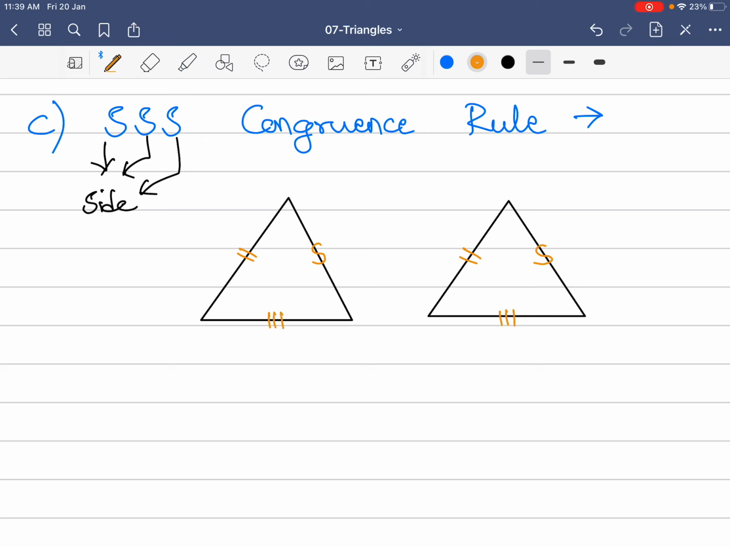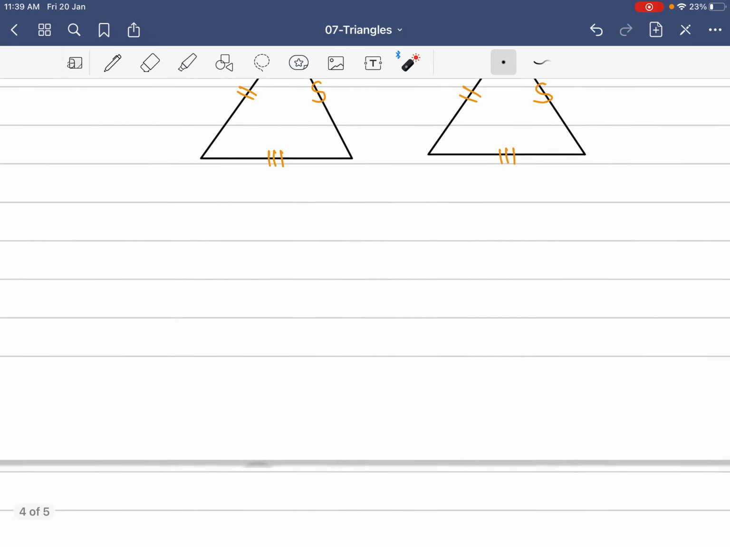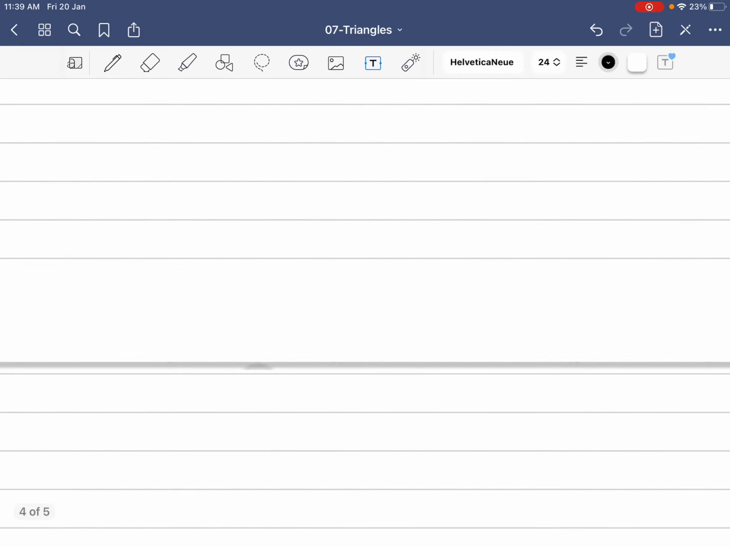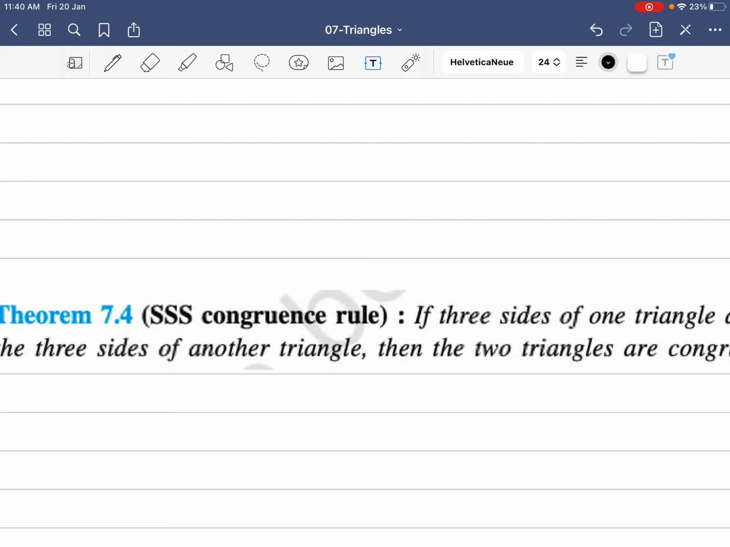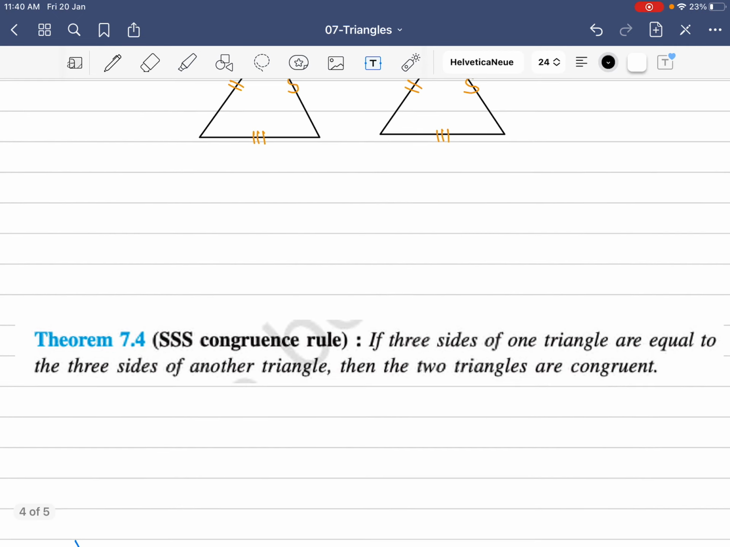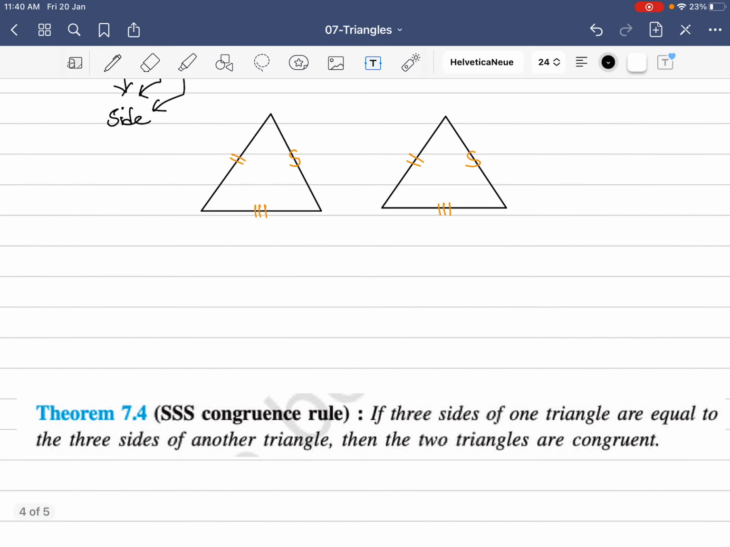So if 3 sides of a triangle are equal to 3 sides of another triangle, then we say the triangle is congruent based on the SSS rule. So quite simple and straightforward. I think we have a formal definition here. Let's go through it. So yeah, let's read it out.